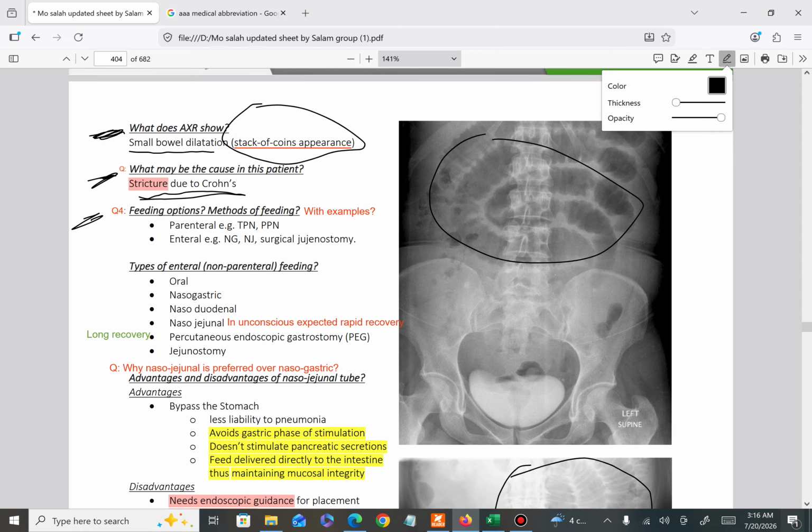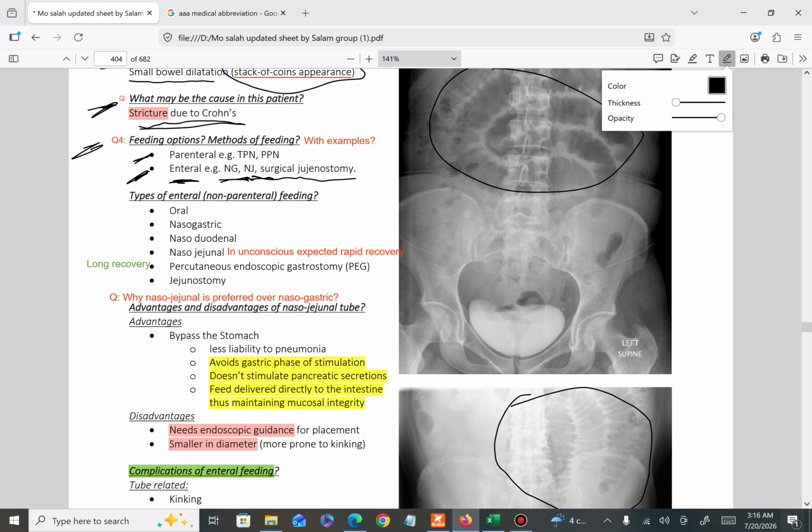Then the feeding options, methods of feeding. So it can be parenteral, which includes total parenteral nutrition and peripheral parenteral nutrition. Then the enteral feeding, it can be NG tube, nasojejunal tube, and surgical jejunostomy. So these are the methods of feeding. Then types of enteral or non-parenteral feeding include oral feeding, nasogastric, nasoduodenal, nasojejunal.